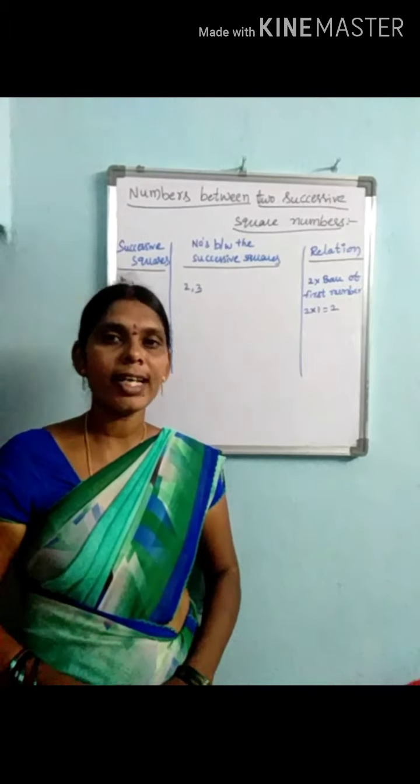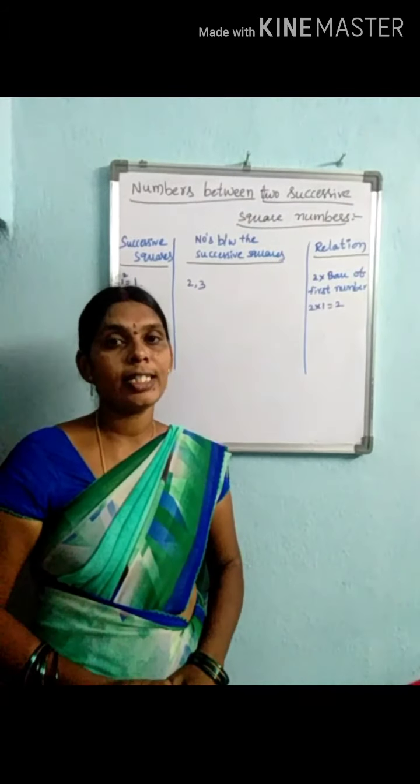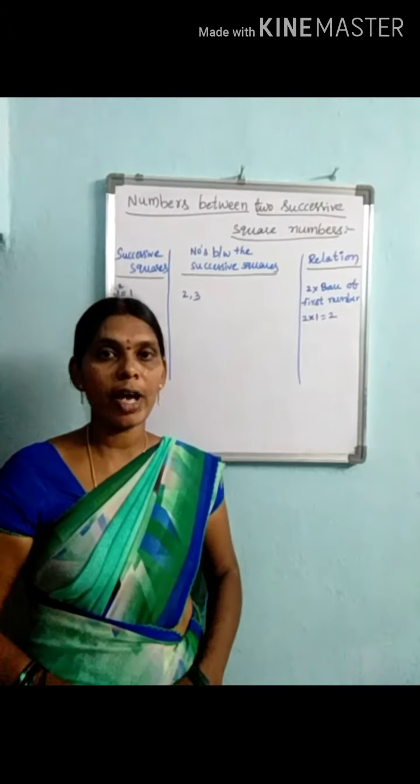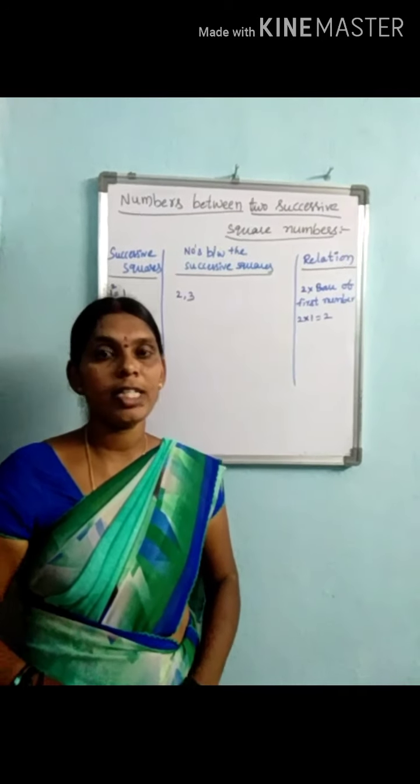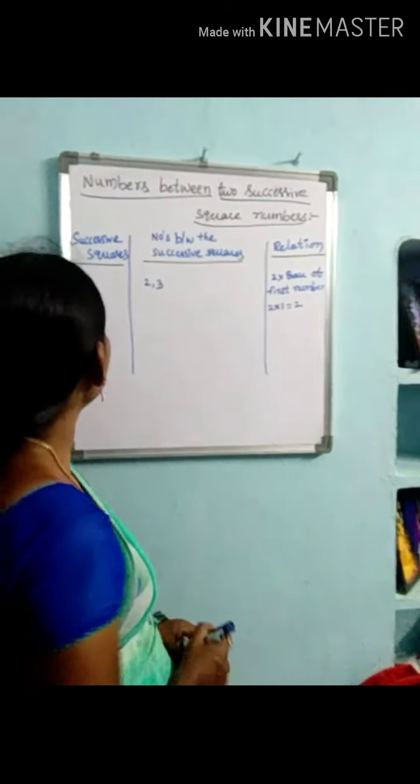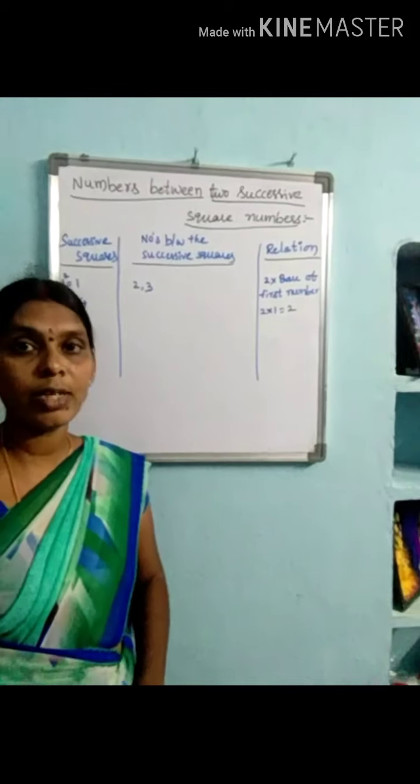Okay. So last class we discussed how to estimate the units digits of square numbers and what perfect squares are. So now today's class is numbers between two successive square numbers.